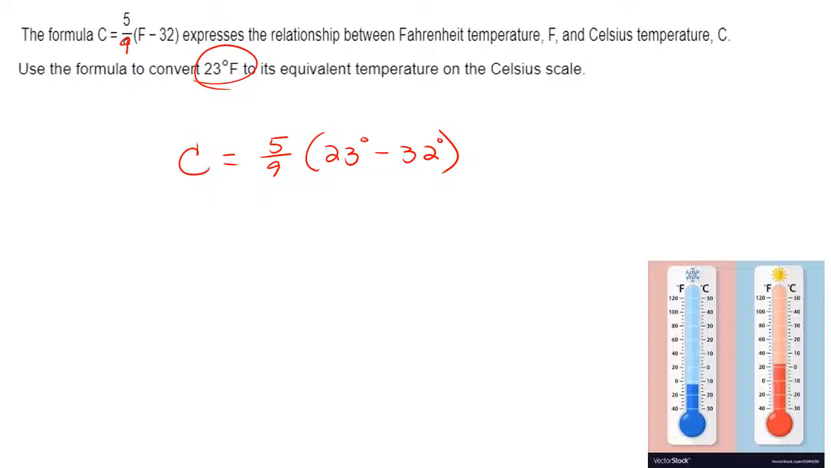So if I work my parentheses first, 23 subtract 32 will give me a -9 in parentheses. And you could put that in a calculator, but if you recall, -9 is a whole number, and I could cross cancel that, and then 5 times that -1 is a -5. So the degree for Celsius would be -5. That would be equivalent to our 23 degrees Fahrenheit.